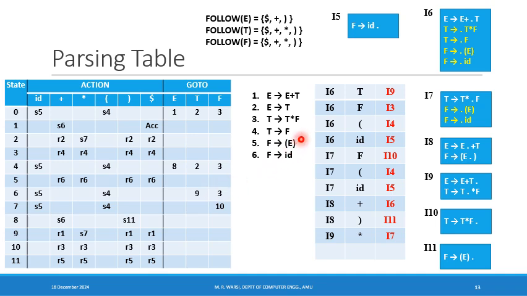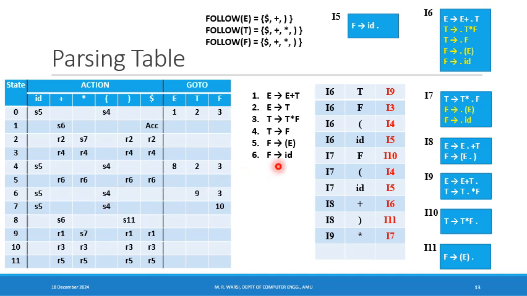Another transition from state number 6 is on opening bracket, where we go to state number 4. It's a transition on terminal symbol, so it will give rise to a shift operation. So 6 comma opening bracket will be marked as S4, and you can see that this entry is marked as S4.